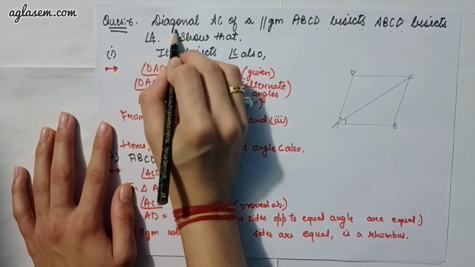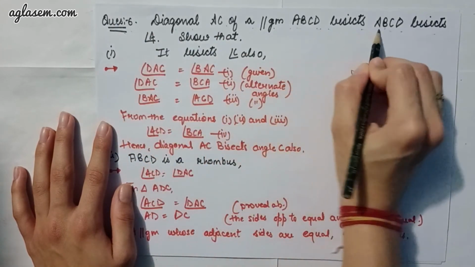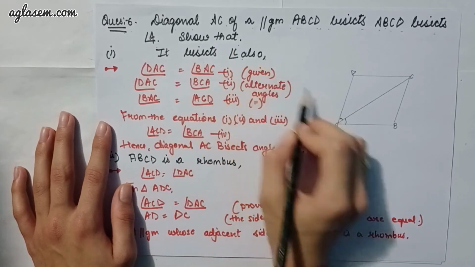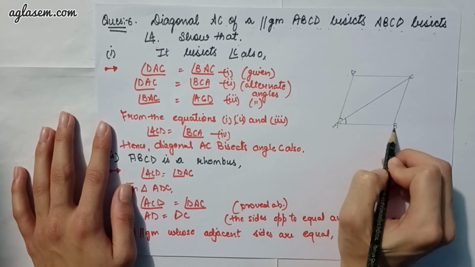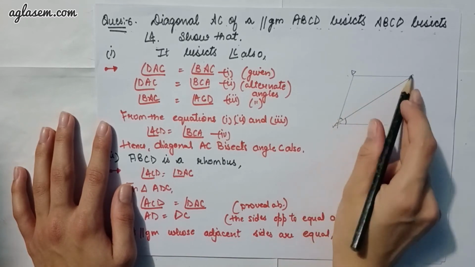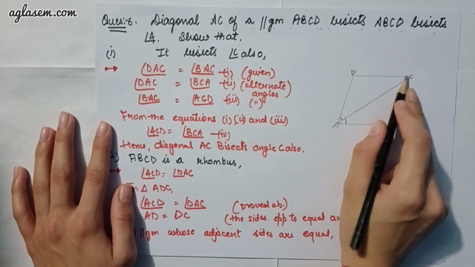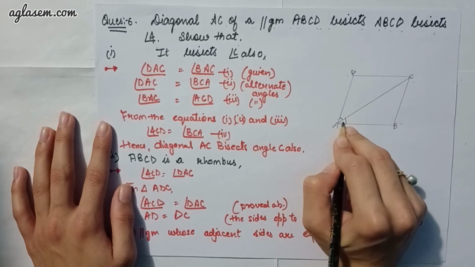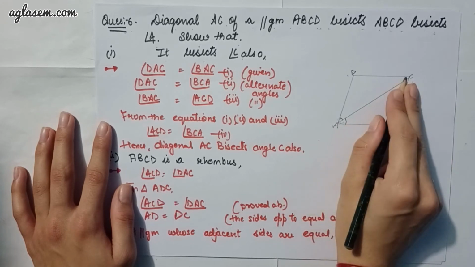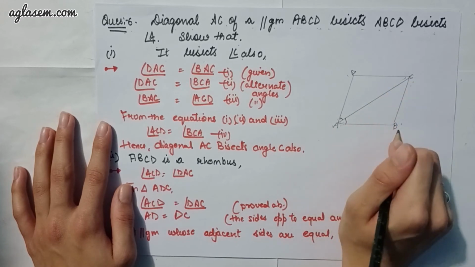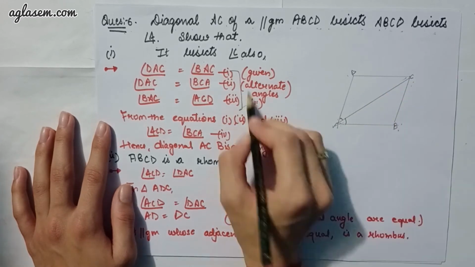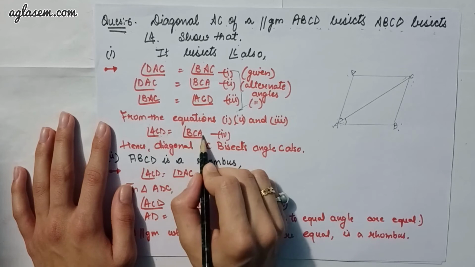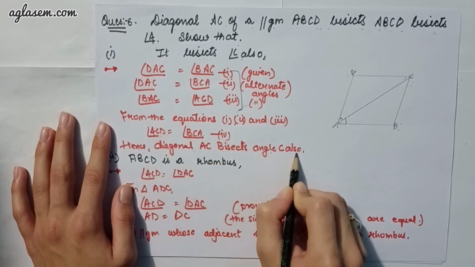Question number 6 says, diagonal AC of the parallelogram ABCD bisects angle A. We have to show that it bisects angle C also. So, angle DAC is equal to angle BAC, that is given to us, and angle DAC is equal to angle BCA, that is alternate angles. So, angle BAC is equal to angle ACB, that is again the alternate angles. So, from 3 equations, we can find angle ACD is equal to angle BCA. Hence, diagonal AC bisects angle C also.